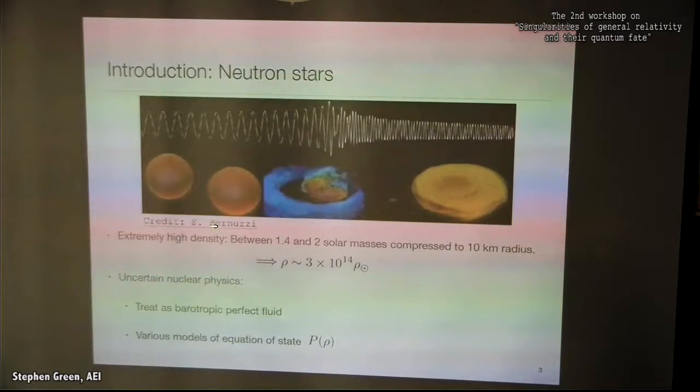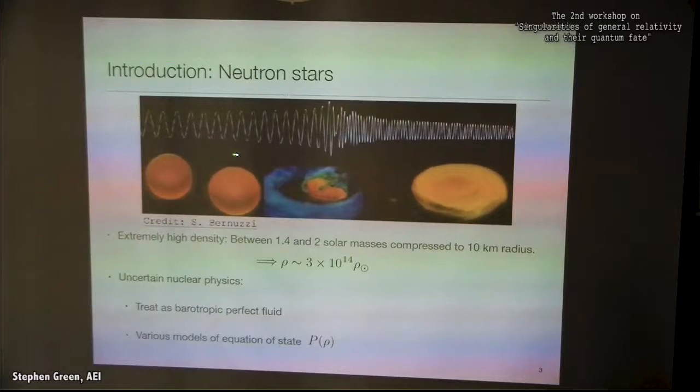What I'm going to focus on in this talk is the pre-merger behavior, this inspiral, and we're going to try to see what we can deduce about the neutron star matter by looking at that inspiral. So the typical way that one treats this uncertain nuclear physics is to say the stress energy tensor is just a barotropic perfect fluid. So it has an equation of state, which is the pressure as a function of the energy density.